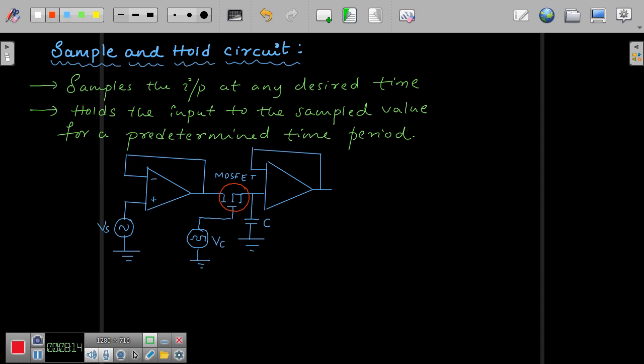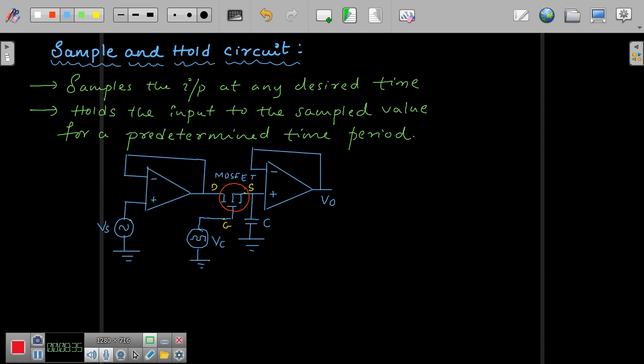Again here drain, so this is going to be your gate, this is going to be your source as far as the MOSFET is concerned. So this is minus, this is plus, so this is what is your V0. This is a very simple circuit.